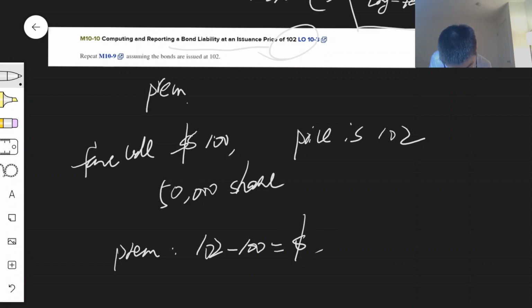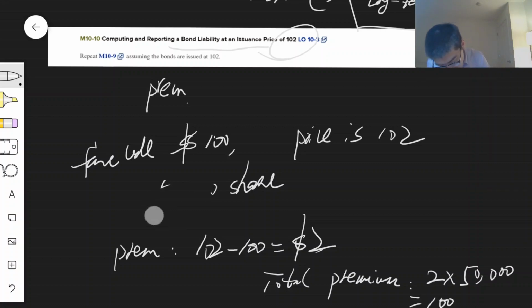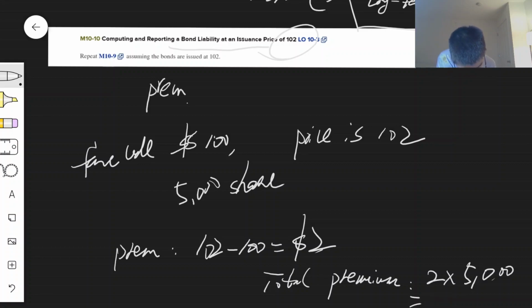$2, and the total premium is $2 times 5,000 shares. So in total, the premium is $10,000, right?